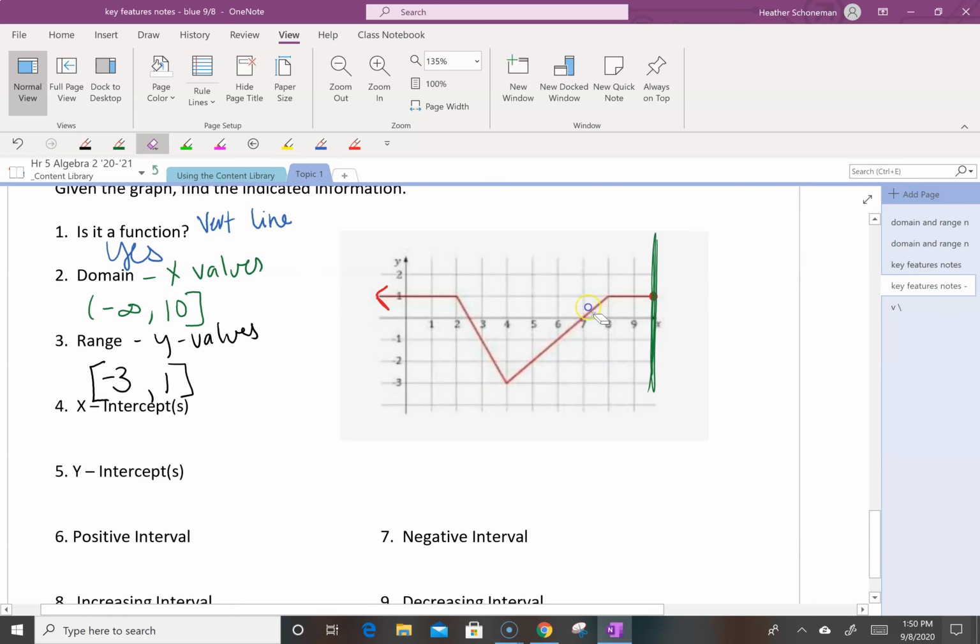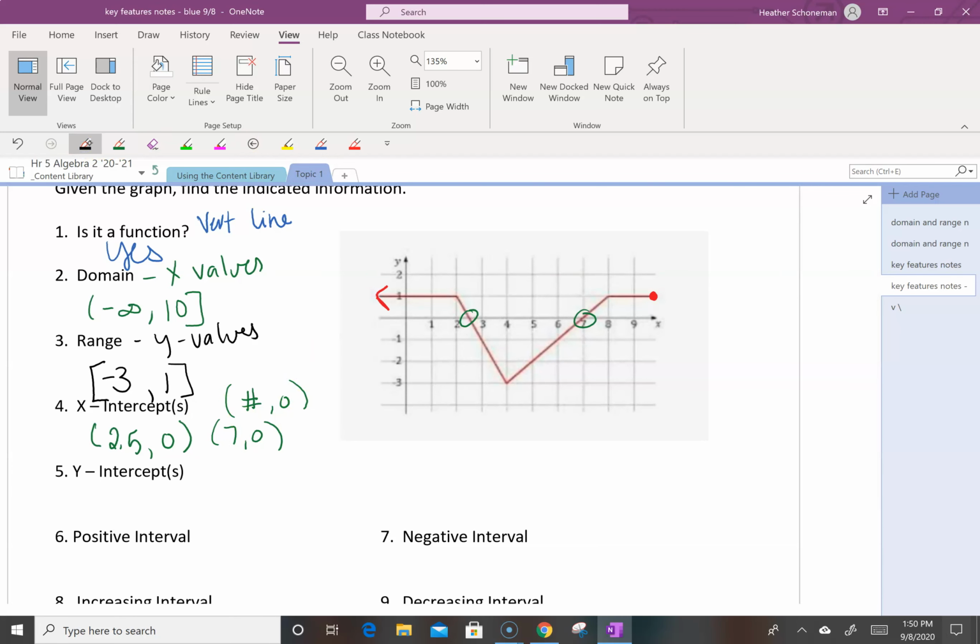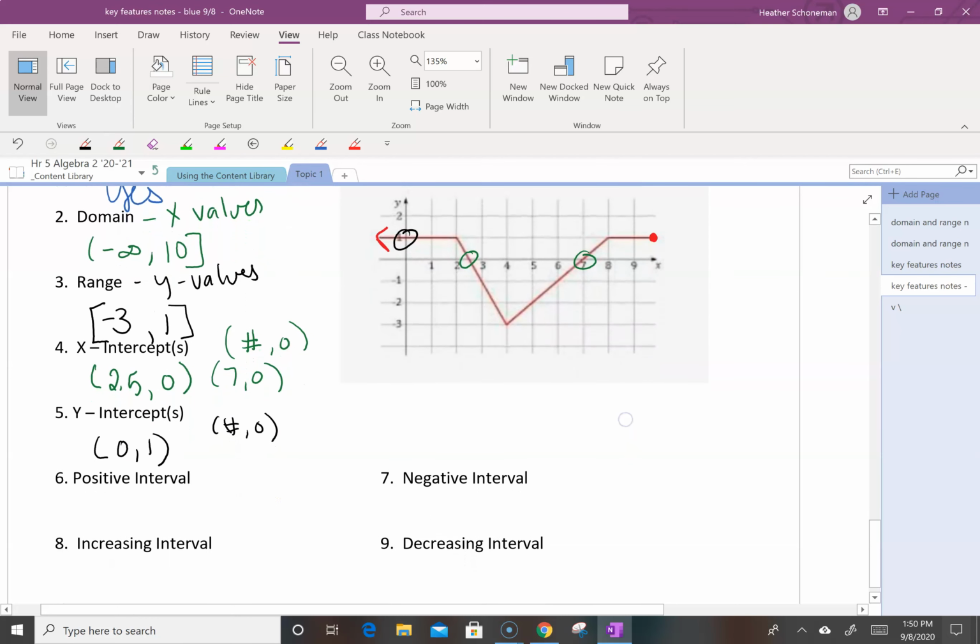All right. Next question. X-intercepts. That's where it crosses the x-axis. So it crosses here and here. This one's in between 2 and 3, so this is going to be 2.5, comma, 0. Remember that the x-intercepts are always some number, comma, 0. The y-intercept is where it crosses the y-axis, which is right here, and that's going to be 0, comma, 1. Remember, the y-intercept is always 0, comma, some number.